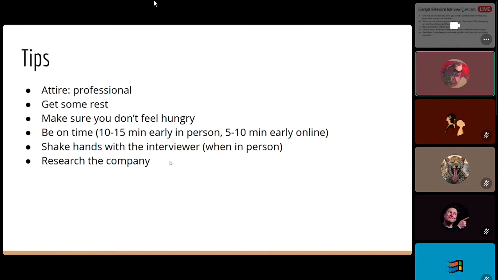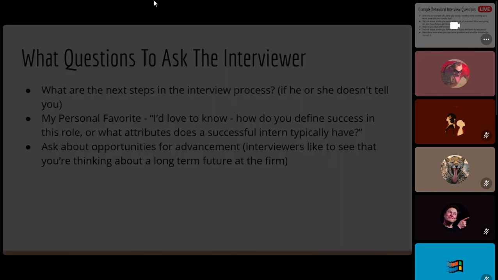And just overall, do some research on the company. You can go on their website and see their values, their mission statement, and what they're doing right now, I guess. Things like that. And just some tips that we forgot to put on there.